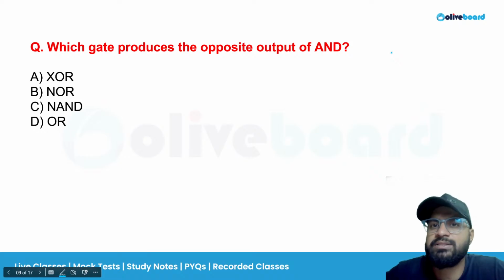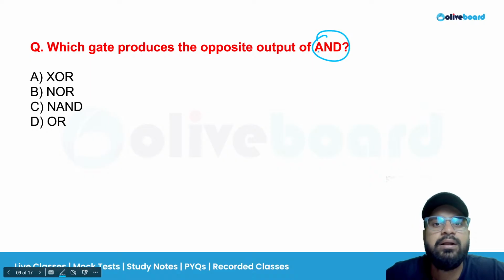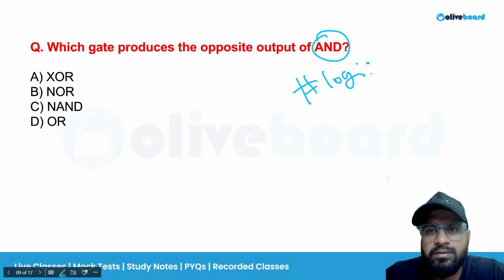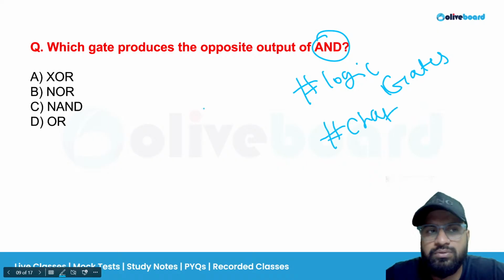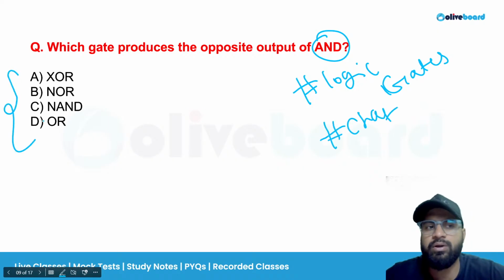Now let's move to the next question. Which gate produces the opposite output of AND gate? So here, students, this question is from your logic gates. Which gate produces the opposite output of your AND gate? And you have a chat box. What will be your answer here, students? These are all the different gates that you have here.